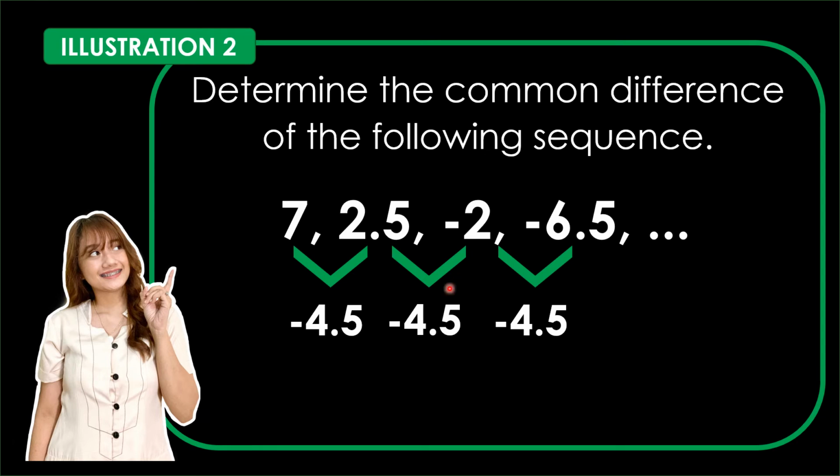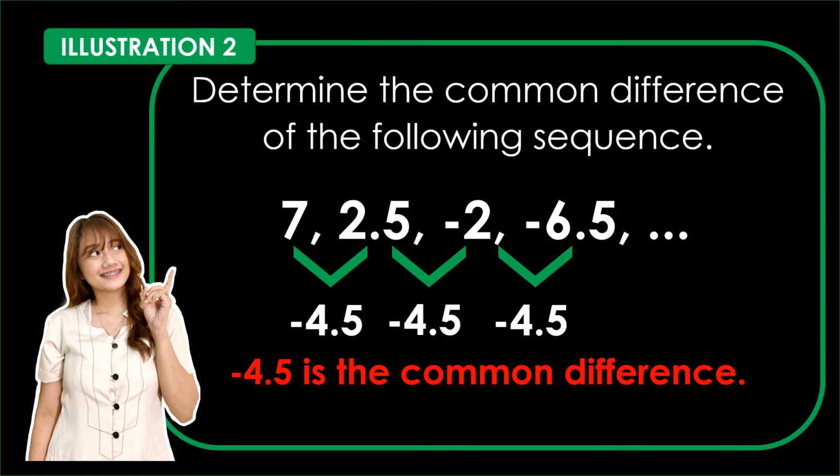Observe that when we add negative 4.5 to the preceding term, we get the next term. Thus, our common difference is negative 4.5.